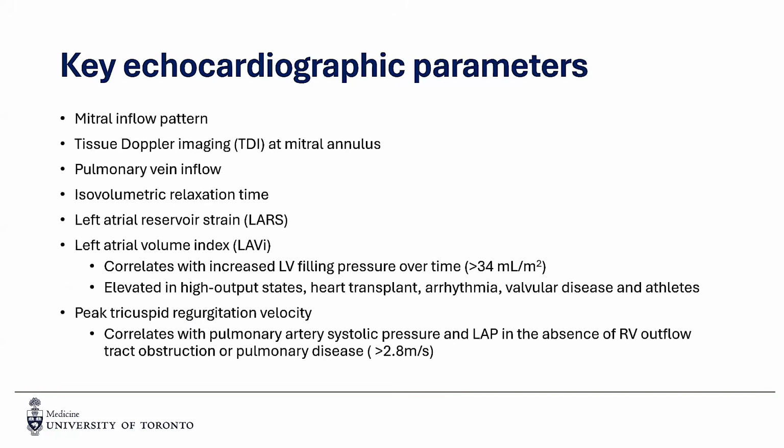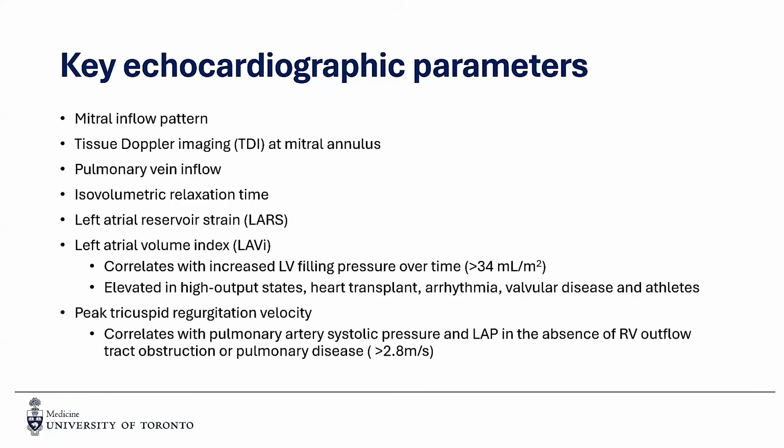So, next we're going to talk a little bit about the key echocardiographic parameters. There are 6 or 7 of them that are really important. I'll go through each one of these in detail, specifically the mitral inflow pattern, the TDI at the mitral annulus, the pulmonary vein inflow, the IVRT or the isovolumetric relaxation time, the left atrial reservoir strain, which is something that has become more common in the last 5 to 10 years, as well.